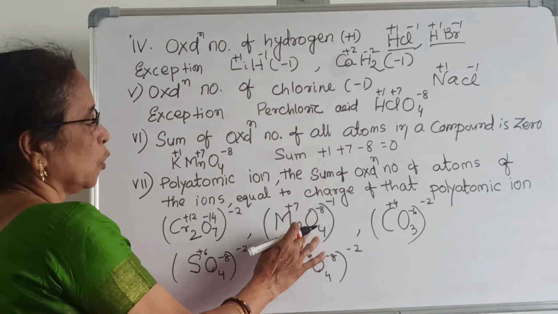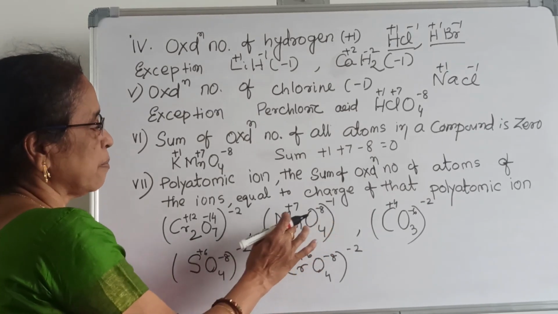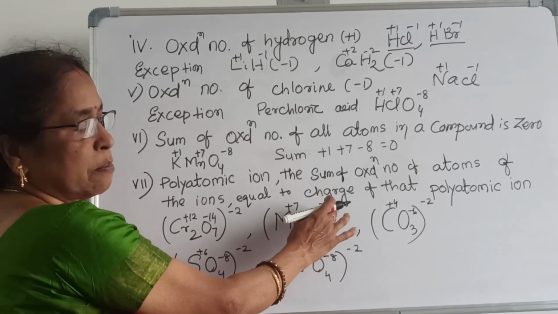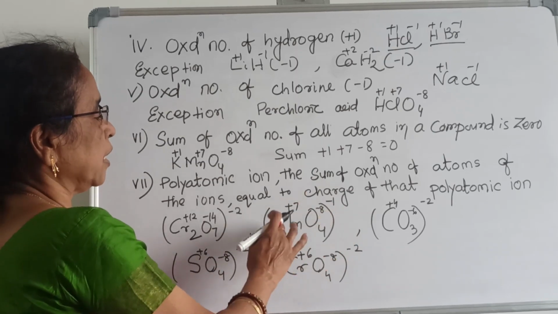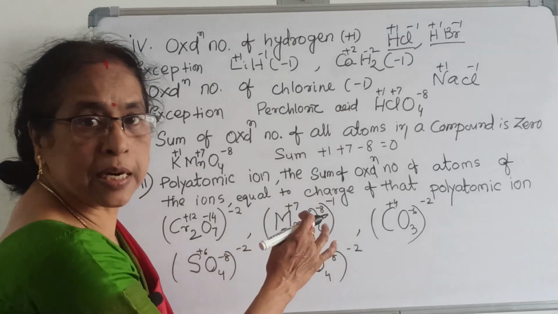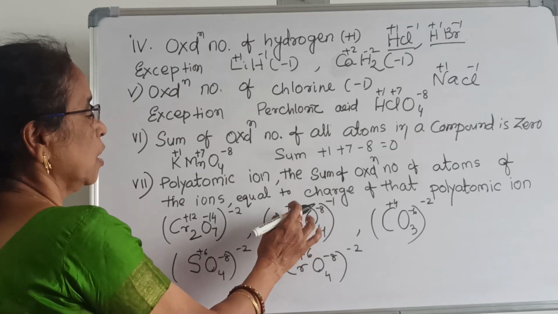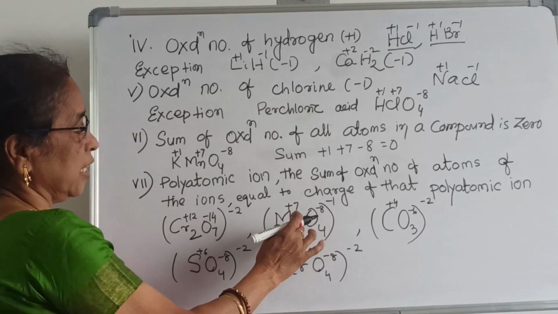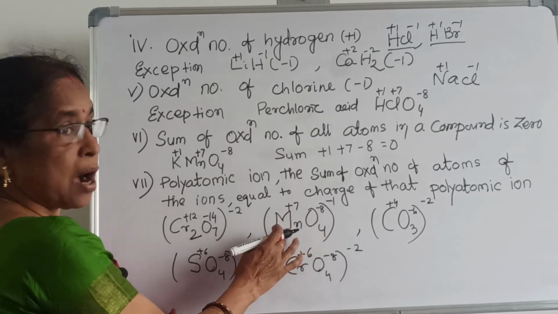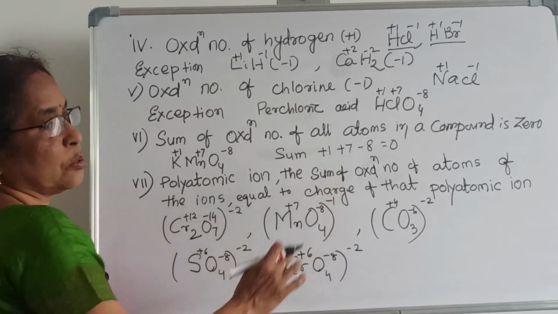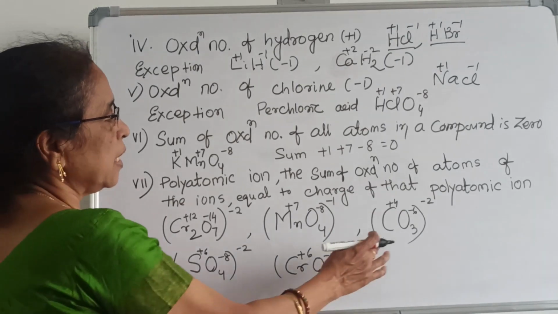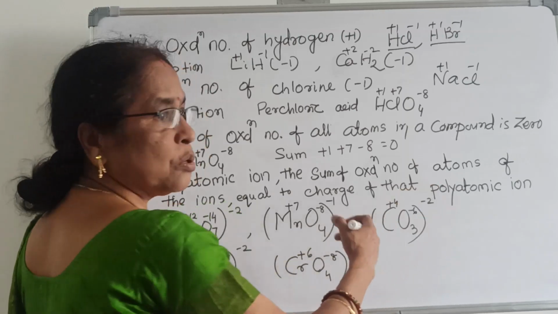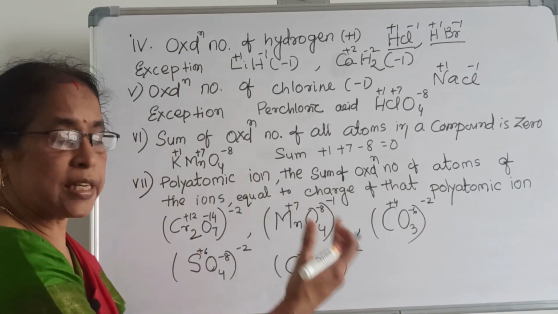Now check here. Oxygen is minus 2 times 4, minus 8. Manganese is plus 7. And minus 8 plus 7 equals minus 1. So the charge of this polyatomic ion, the permanganate ion, is equal to the sum of all the oxidation numbers of the atoms of the different elements, manganese and oxygen, which should equal minus 1. Similarly, carbonate, CO3, very simple, and the charge is minus 2. How can you say it is minus 2? How can you satisfy this?